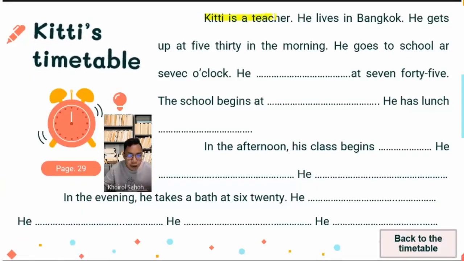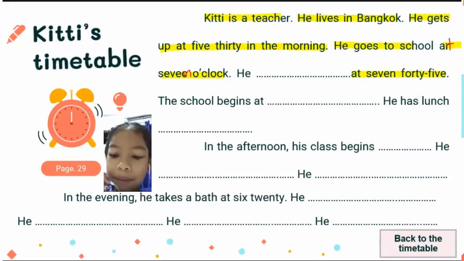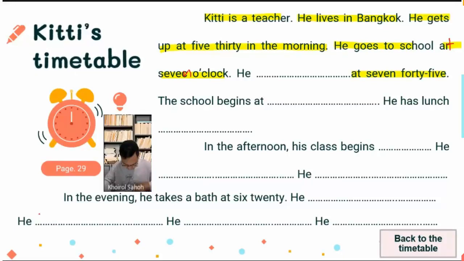Kitty is a teacher. He lives in Bangkok. He gets up at 5:30 in the morning. He goes to work at 7 o'clock. At 7:45, what does he do at 7:45? What does he do at 7:45? Anyone know? Eat breakfast. Have breakfast. It's breakfast.